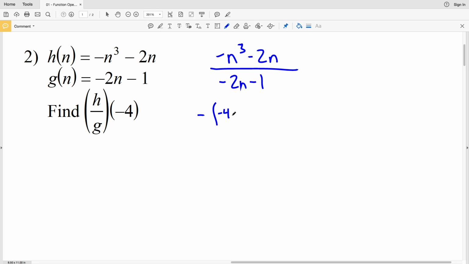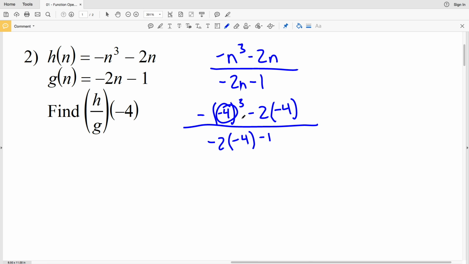So plugging in the negative 4, for negative n cubed minus 2n, it'll be the opposite of negative 4 cubed minus 2 times negative 4. And then for negative 2n minus 1, g of negative 4, we'll have negative 2 times negative 4 minus 1. Negative 4 cubed is negative 64. So we're going to have the opposite of negative 64 minus 2 times negative 4, which is negative 8. But as opposed to subtracting negative 8, I'll add a positive 8, and that's going to be all over negative 2 times negative 4, which is positive 8 minus 1.